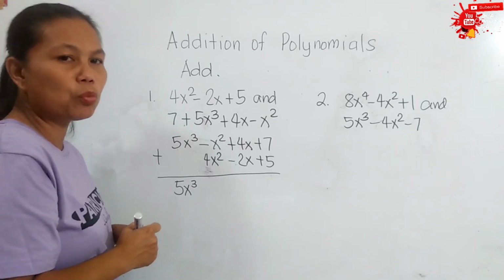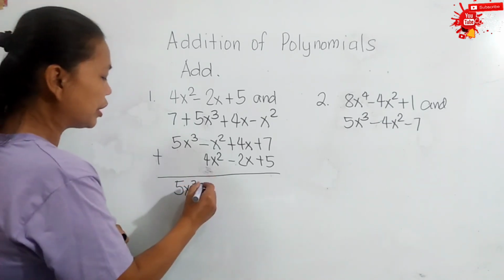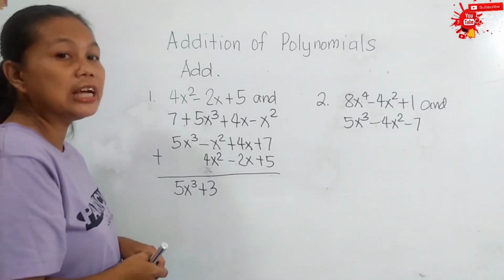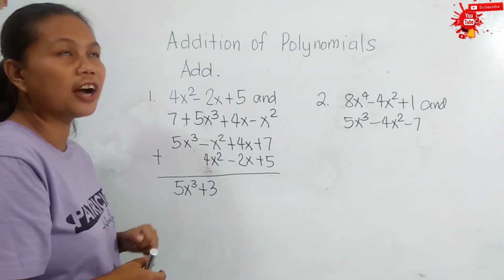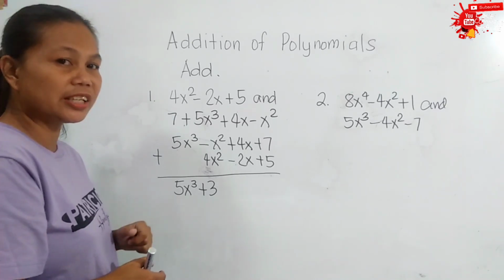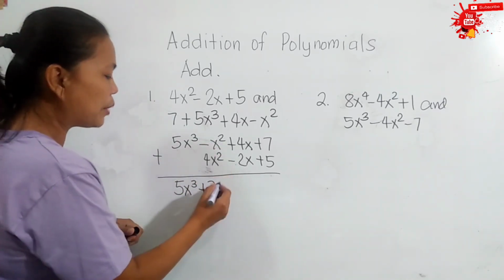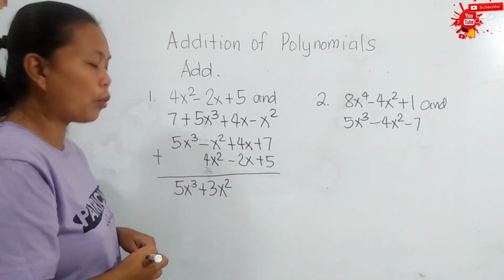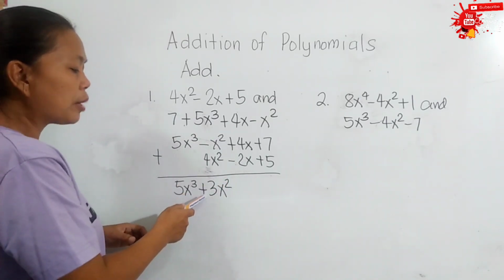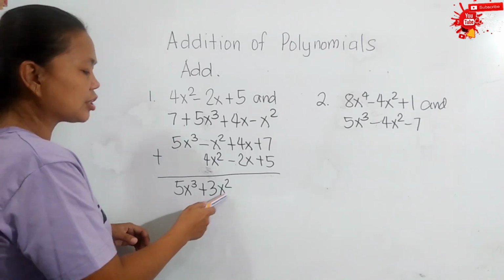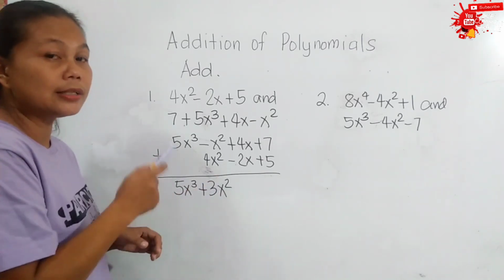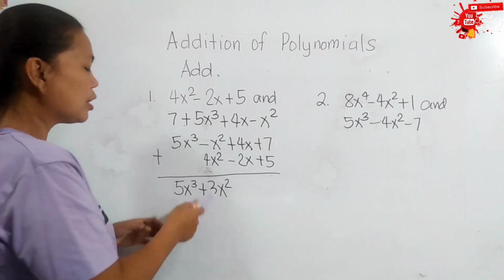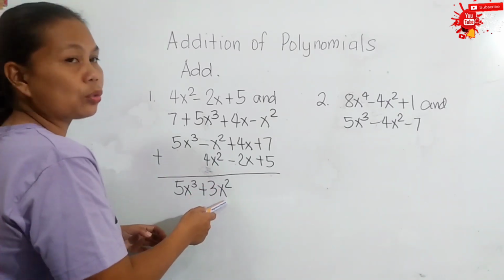So negative 1 plus positive 4. What is negative 1 plus positive 4? It is positive 3, following the rules for addition of integers. So negative 1 plus 4 is positive 3. Then we just copy the literal coefficient, which is x squared. So the answer will be positive 3x squared. We always write the sign of the term if it is written in the middle. Okay? So positive 3x squared.